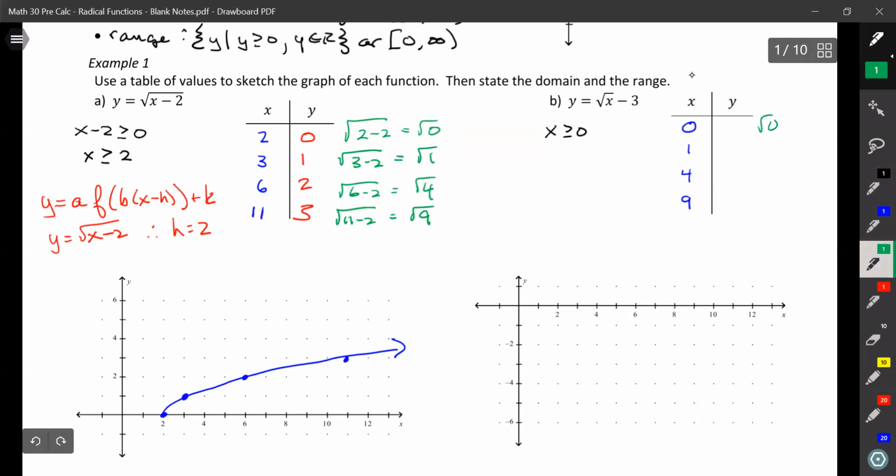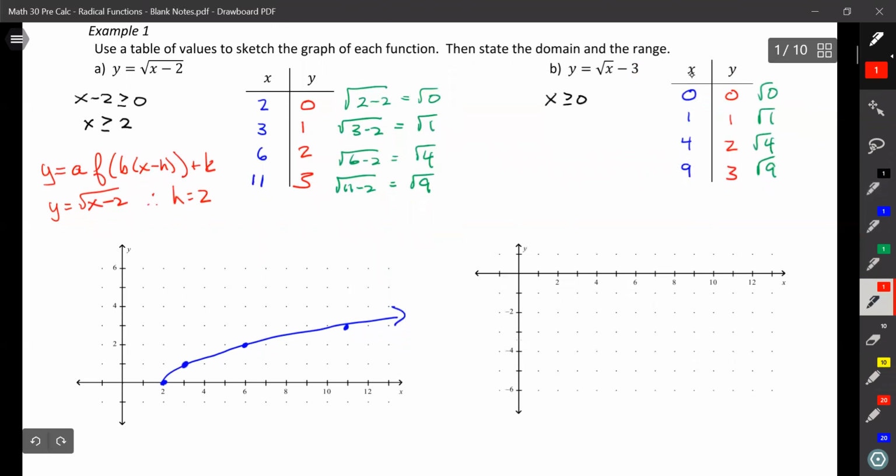So we have the square root of 0, which is 0. We have the square root of 1, which is 1. The square root of 4, which is 2. And the square root of 9, which is 3. So that gives us our points. So now we graph those points. 0, 0. Oh, sorry. I have to change those, because I forgot the minus 3 on all of them.